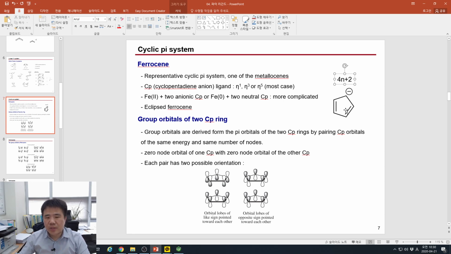Anyway, this cyclopentadienyl anion ligand can act as eta 1, where the metal coordinates just here, or eta 3, like the allyl system, 1, 2, 3. But generally eta 5, where all carbons connect to the transition metal like this. The most general case is eta 5. So ferrocene is made of the transition metal interacting with two anionic Cp ligands.